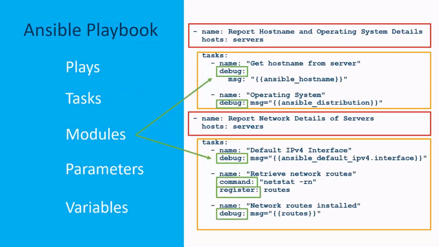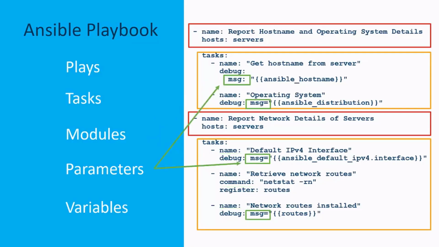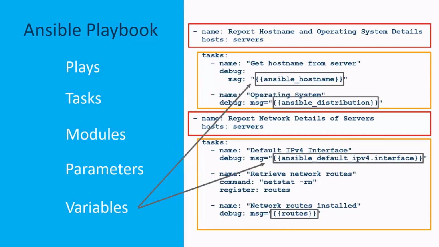To see the results of these tasks, we're going to use the debug modules, and modules can also use parameters. In this case, we're going to be using the message parameters. Lastly, we have the variables. The variables are surrounded by double curly braces. Now you can retrieve variables that are built in. These are facts within the system. Or you could set your own variables. In this case, we're registering a variable called routes right here, and then we're going to use that variable in the message parameter. In the debug module with the message parameter, we'll call that route variable.